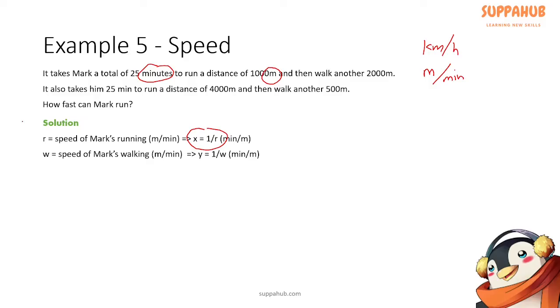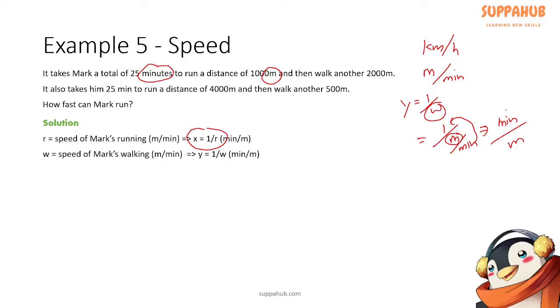Okay, maybe let me explain here. So basically you have y goes to 1 over w. So 1 over w is actually the speed. So speed, the unit for speed is what? Meters per minute, right? So the units for this will be minutes per meter because it's the inverse. The minutes go up and the meters still remain below.